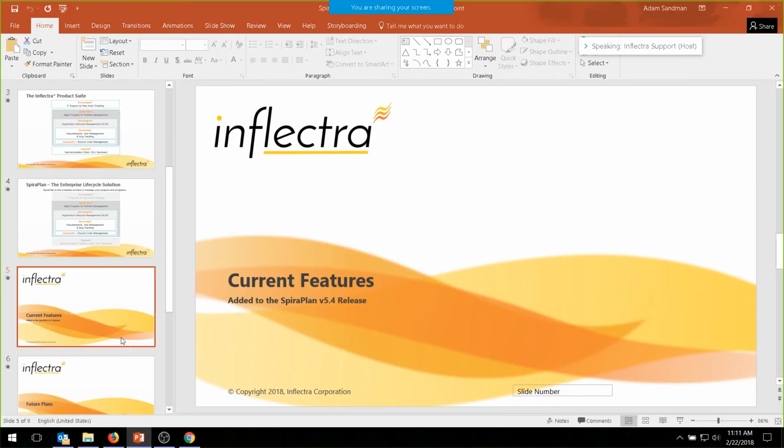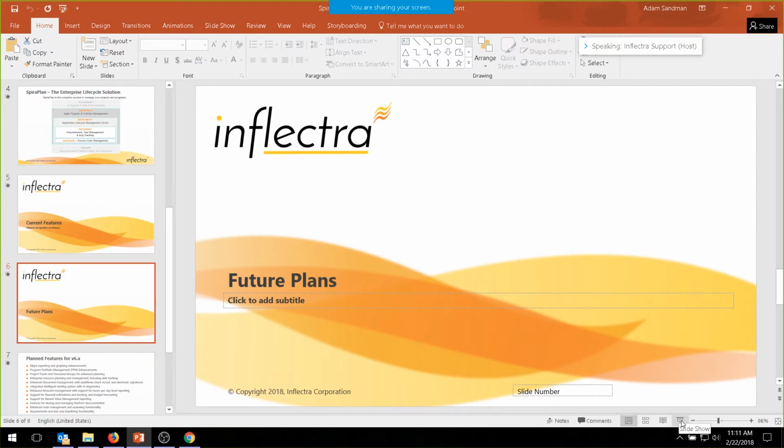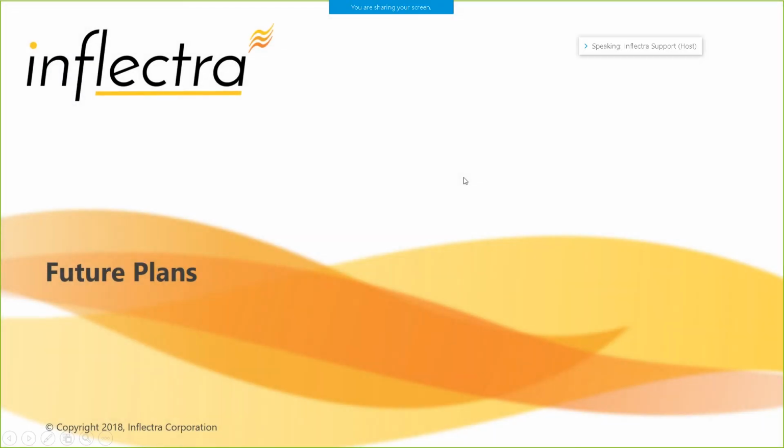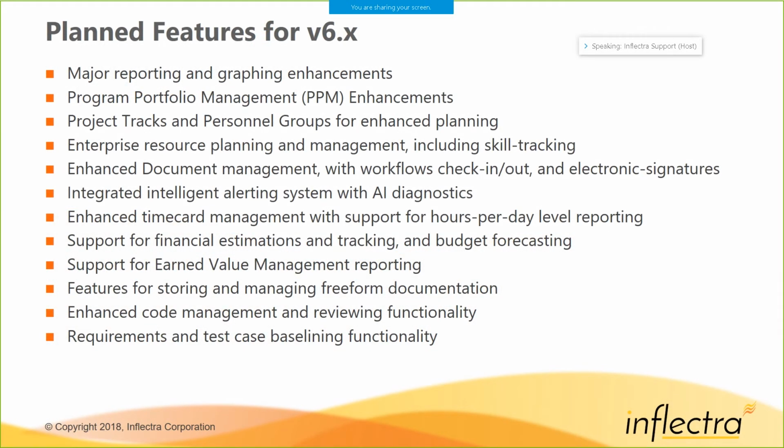So if we want to look at some of the future plans, these are some of the things we're going to be planning out for version 6. And again, we'd like some feedback on these to see if there are things that you think are particularly important that you'd like to see, or if there are other things that perhaps are less important that would also be really helpful.